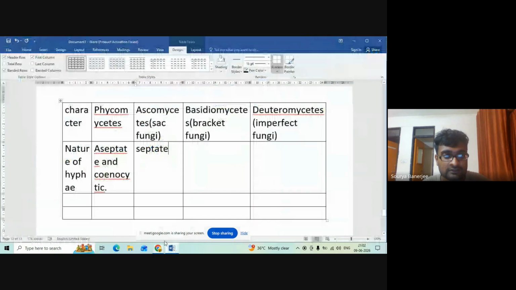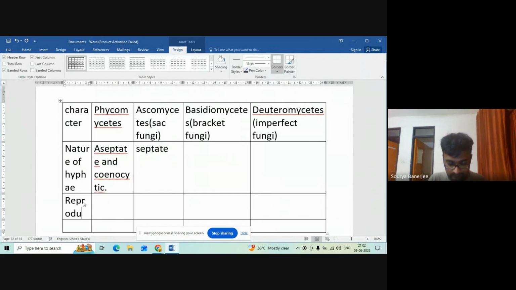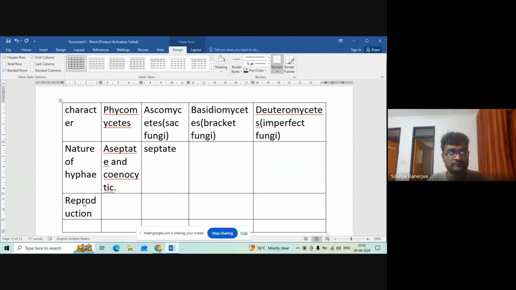Okay, done. Now coming to reproduction. Their reproduction is also very different. In the case of deuteromycetes, let's start with deuteromycetes. There is no sexual reproduction, only asexual reproduction, and that is done by conidia. That is done by a special spore called conidia.